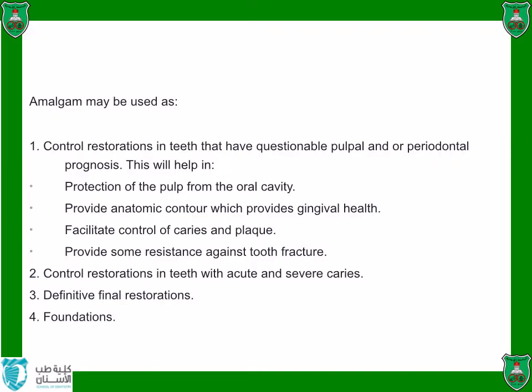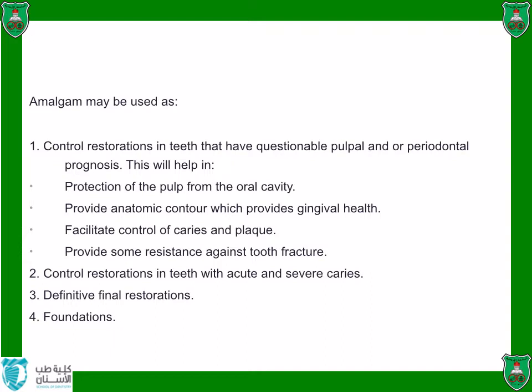If we leave the tooth in the same situation that we saw it in the beginning, then the tooth will progress into pulpitis, and then it will need RCT, and it also might have some periodontal problem. That's why we use the amalgam in this case as a controlled restoration to determine a questionable pulpal and periodontal prognosis. The pulp might be protected, and then we will consider this restoration as a final restoration, or sometimes we will go and do some RCT or some perio treatment for this tooth after a period of time.